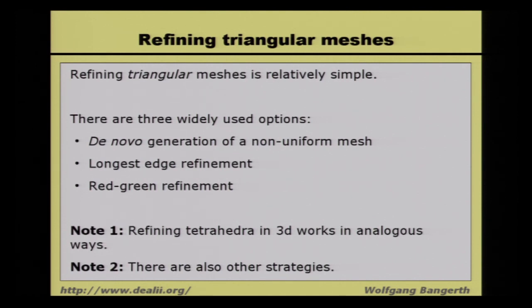And so I would like to go over the two most common methods for triangular meshes that are called longest edge refinement and red-green refinement. And I would like to state that the same kind of process that I'm going to show you works also for tetrahedra in 3D, and that there are, of course, other strategies besides longest edge and red-green refinement as well. But these are, let's say, the prototypical ones that you can think of. And so I'm going to show them in the next few slides.